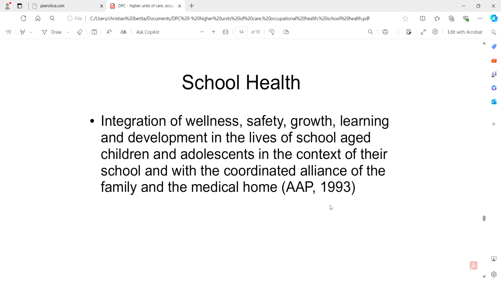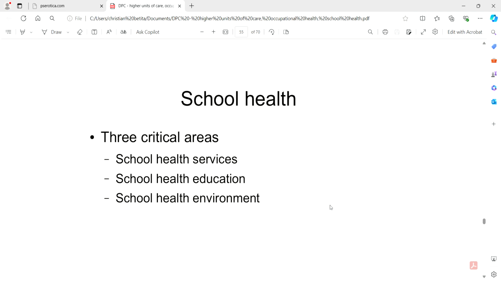So, school health involves the integration of wellness, safety, growth, learning, and development in the lives of school age children and adolescents in the context of their school and with a coordinated alliance of the family and the medical home. This is according to the American Academy of Pediatricians. So, school health is composed of three critical areas, namely school health services, school health education, and school health environment. So, no matter what model of school health that we use, these three critical areas are always present in those three models.